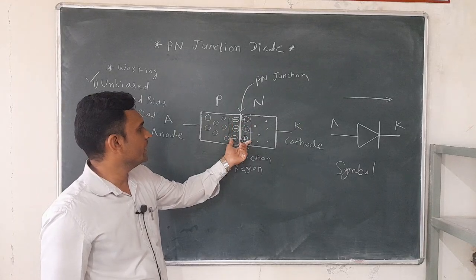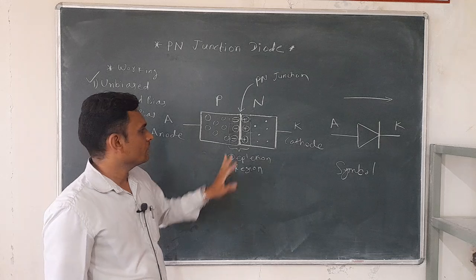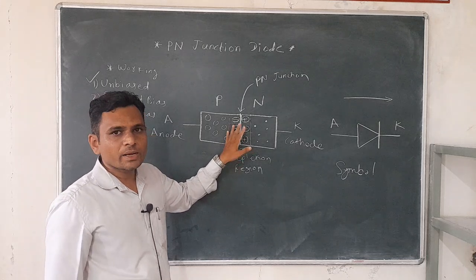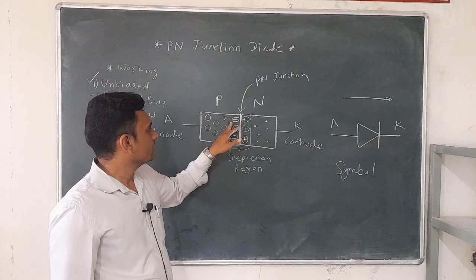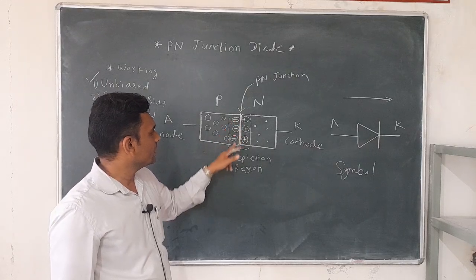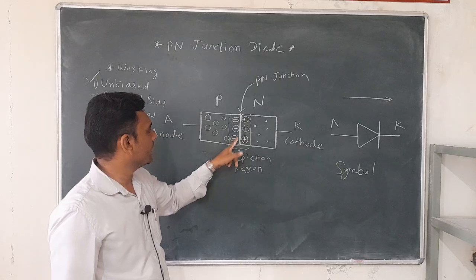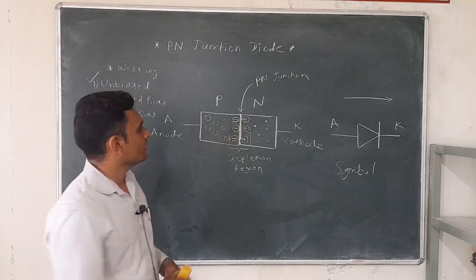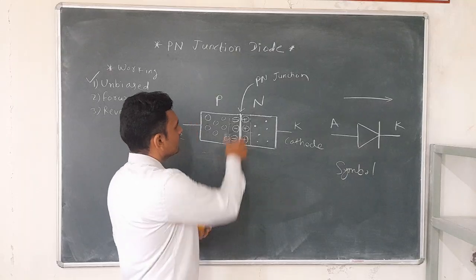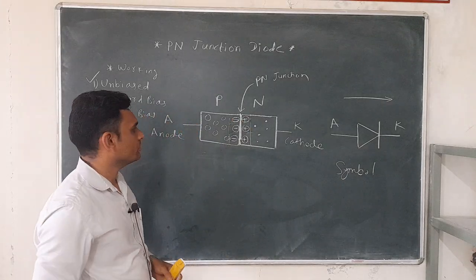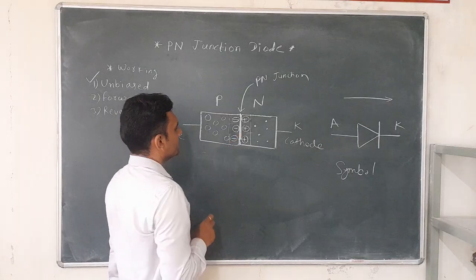In this region free charge carriers are absent, electrons and holes are not present. When there is recombination of electrons and holes, there is formation of these ions, negative ions on the p side and positive ions on the n side. So this layer is called the depletion region, because in this region free charge carriers are absent.